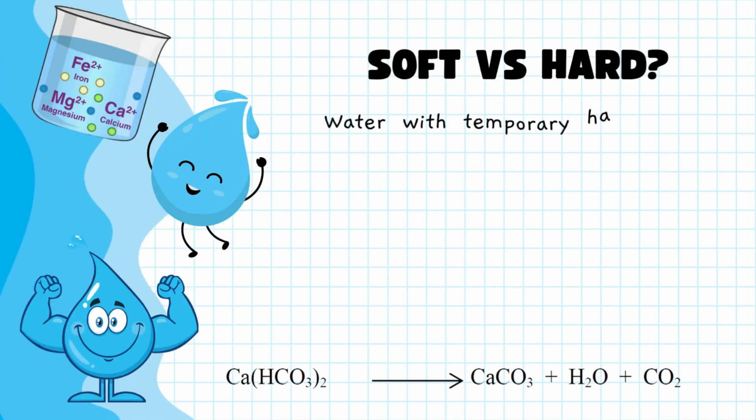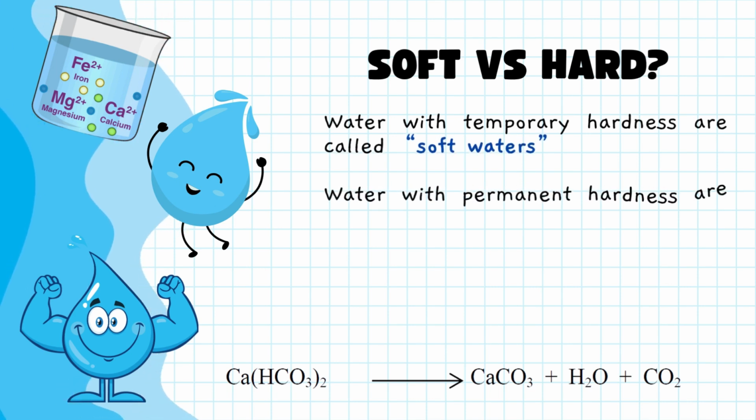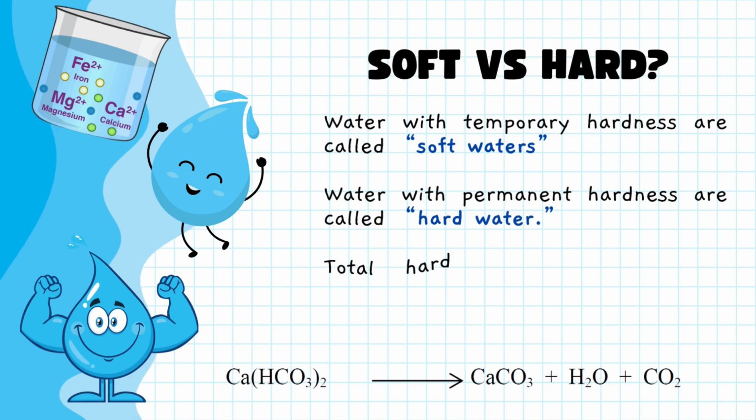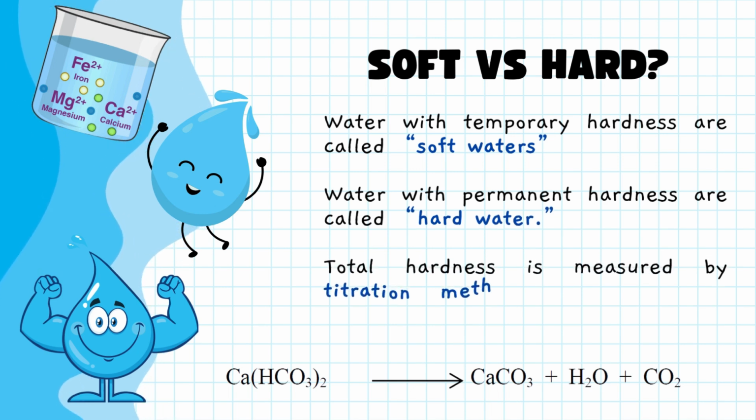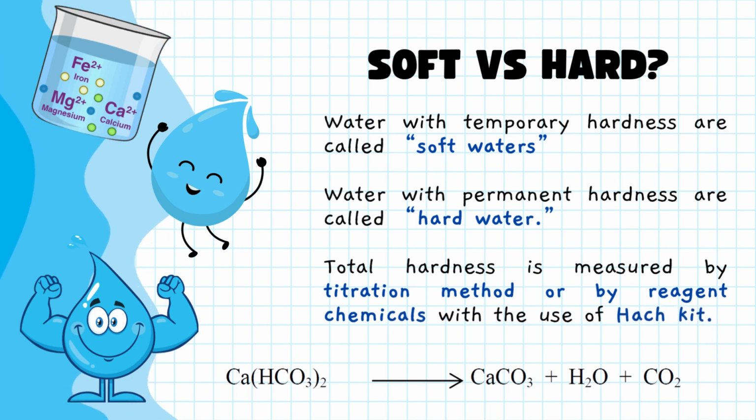So water with temporary hardness is said to be soft water, while water with permanent hardness is called hard water. The total hardness is measured by the titration method or by reagent chemicals with the use of a Hach kit. Why is hardness important? It is essential for fish bone development and muscle function. It influences pH stability by buffering acids, and it also helps reduce the toxicity of certain heavy metals.